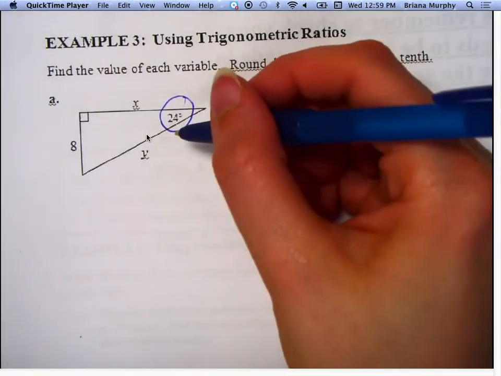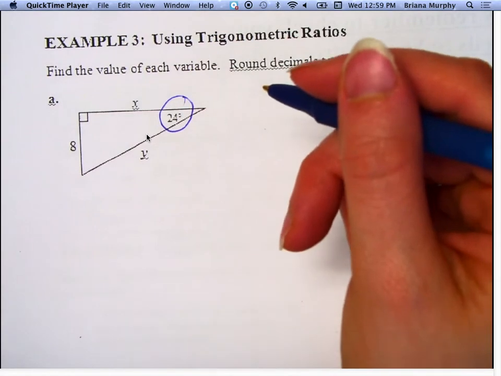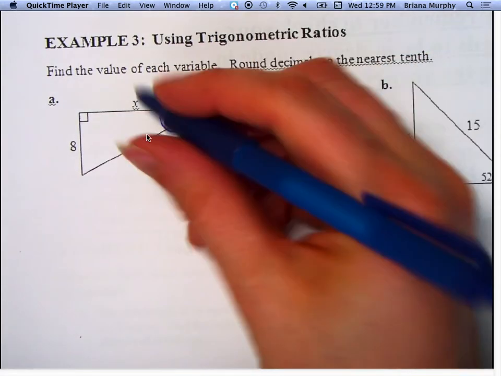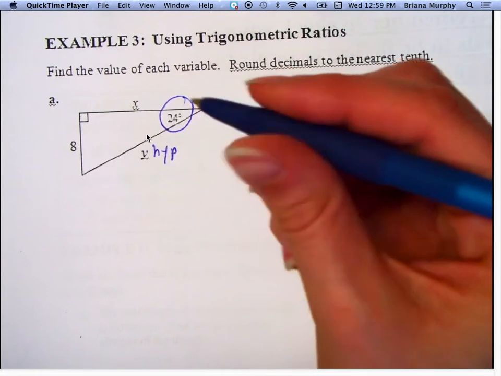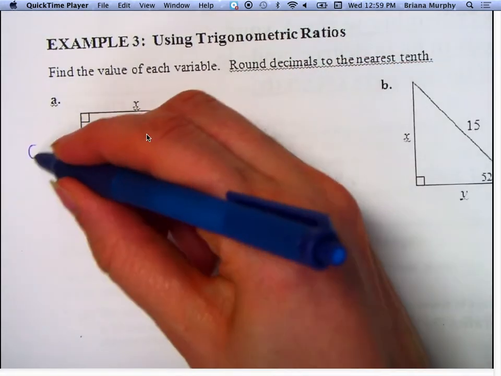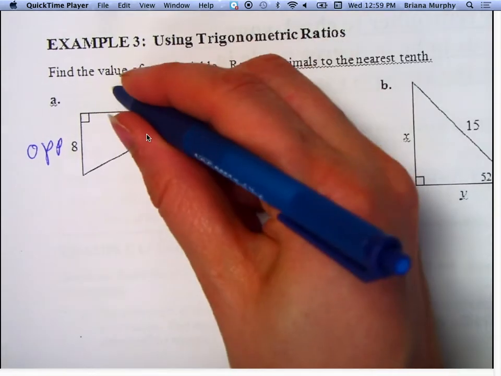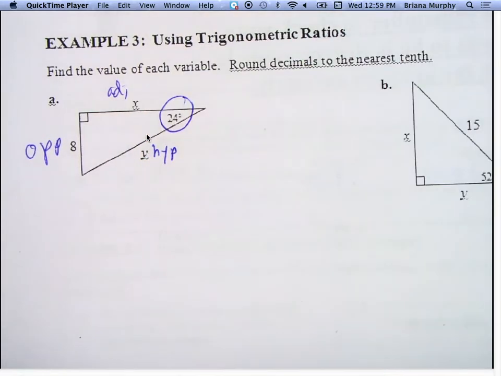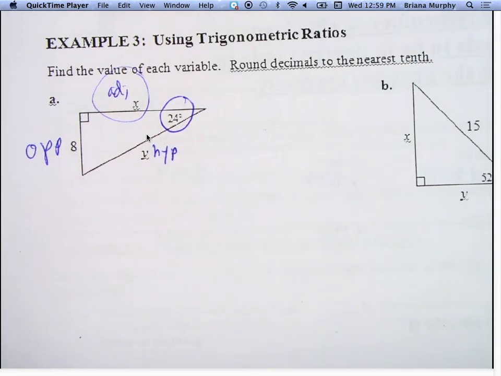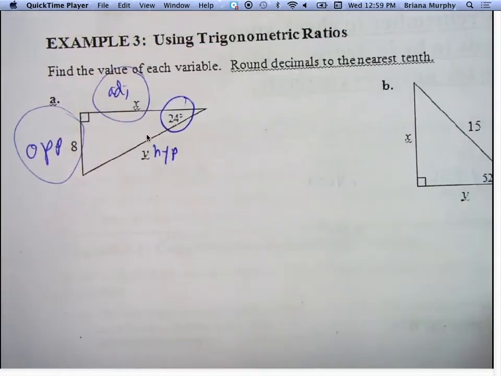What is y to 24 degrees? Opposite, adjacent, or hypotenuse? What is 8? Opposite, because it's across from it. And what is x? Adjacent. Okay, let's find x first. If we're dealing with x, we need one other side. What other side is a number, not a letter? Opposite. So if we're looking at opposite and adjacent, we're going to use which one? Sine, tangent, or cosine? Tangent.